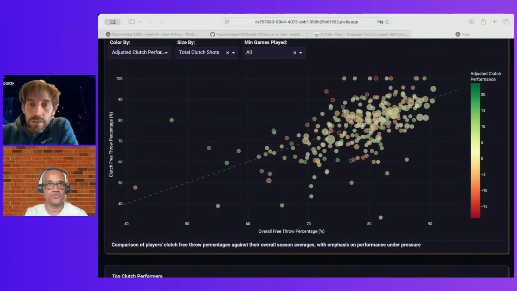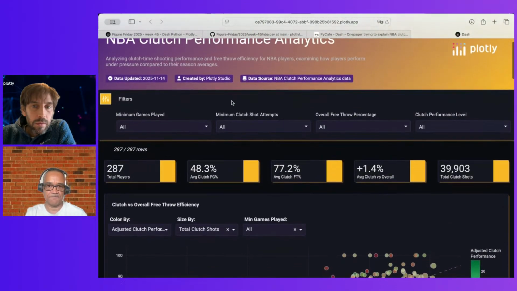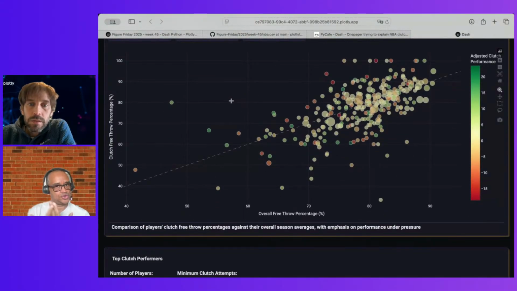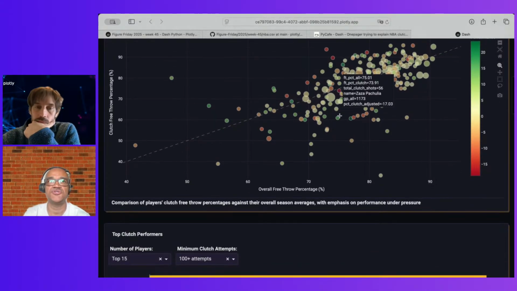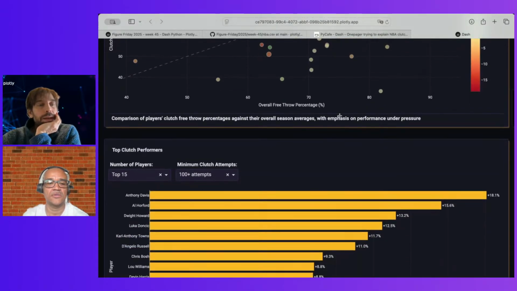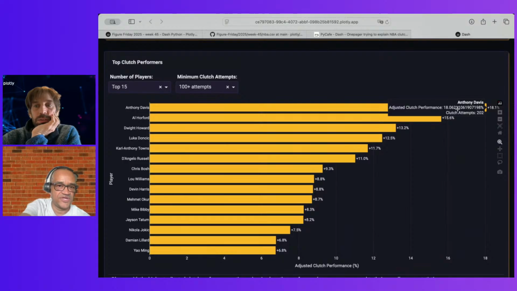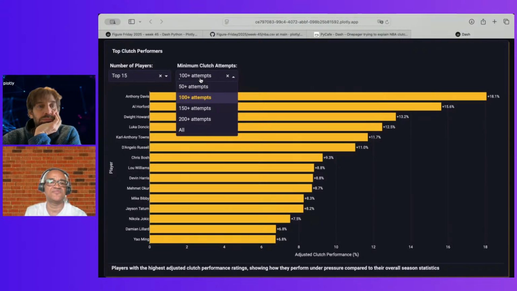That's the reason why, because you see, for instance, the normal NBA stats basically have a minimum amount of gameplay, shots made or items to compare, which is odd. And then we have the top clutch performers: Anthony Davis. Look at it, 18%. This is interesting.